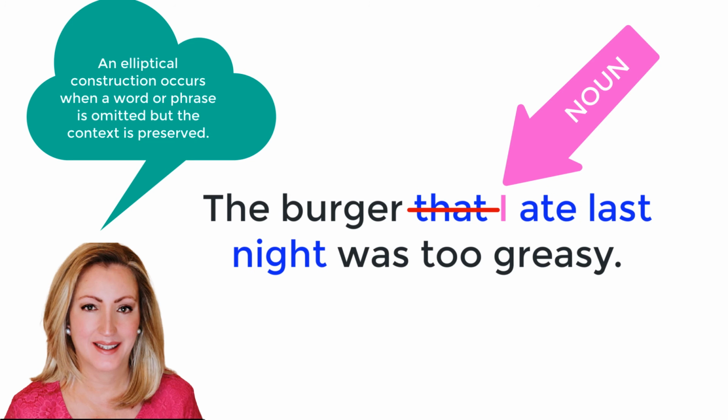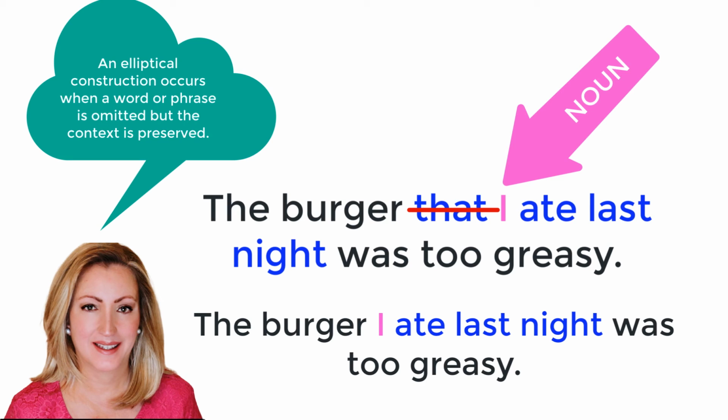Let's look at sentences where the relative pronoun that is just removed. Like in this sentence, the burger that I ate last night was too greasy. In this sentence, yes, that is an object pronoun, and we can delete it. And the new sentence is, the burger I ate last night was too greasy. You could argue that this is a reduction, but technically it isn't. This is an example of an elliptical sentence, and we will cover this in another video.